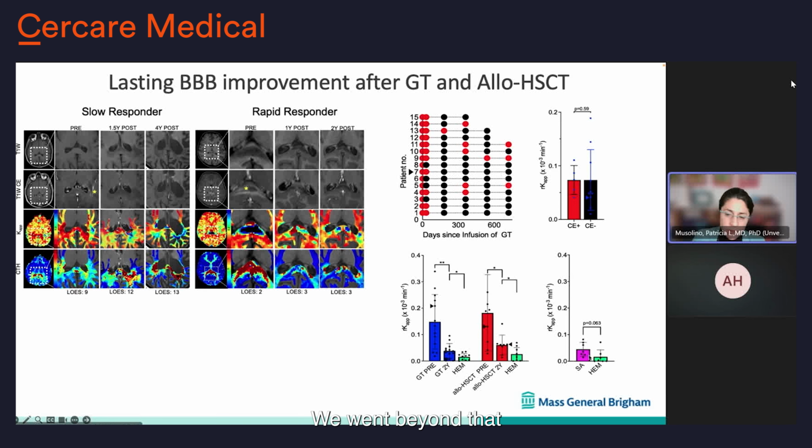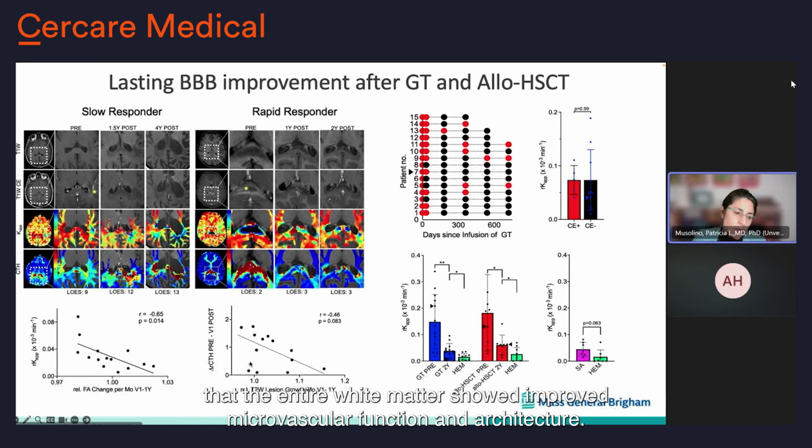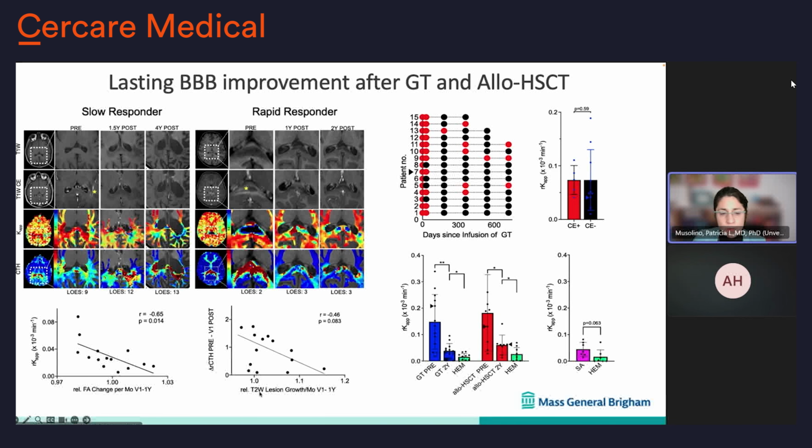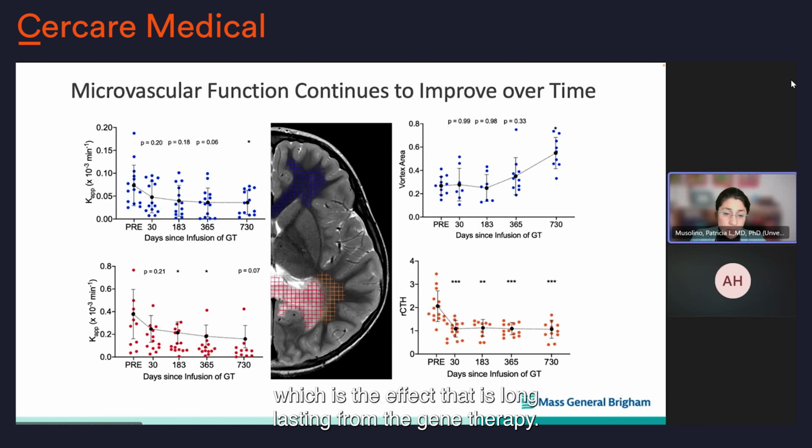We went beyond that in using some of these maps and other formulas. We were able to also demonstrate that the entire white matter showed improved microvascular function and architecture. And moreover, we saw that these effects, the permeability being normalized here in red, in the normal appearing white matter in blue, and in the lesional white matter, was a process that was prolonged over time and sustained, which is the effect that is long lasting from the gene therapy. And that this K-up was also corresponding with this capillary heterogeneity being normalized.